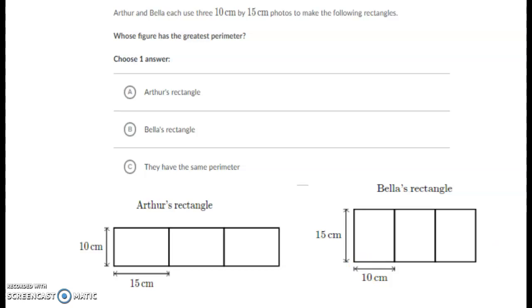So the question to you is whose configuration of their photo frames has the greatest perimeter? And your options are A, was it Arthur's rectangle? B, Bella's rectangle? Or C, do they have the same perimeter?